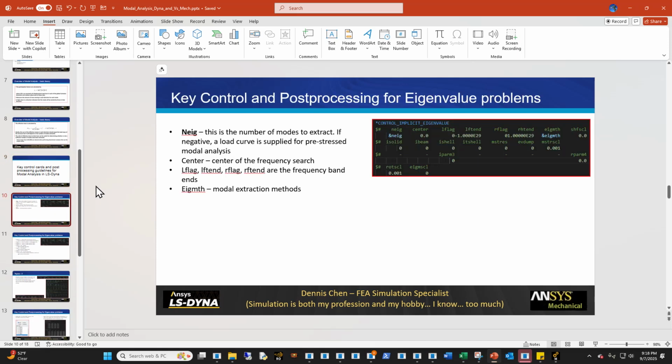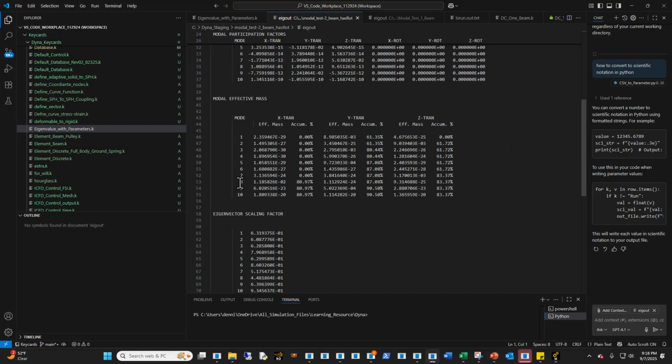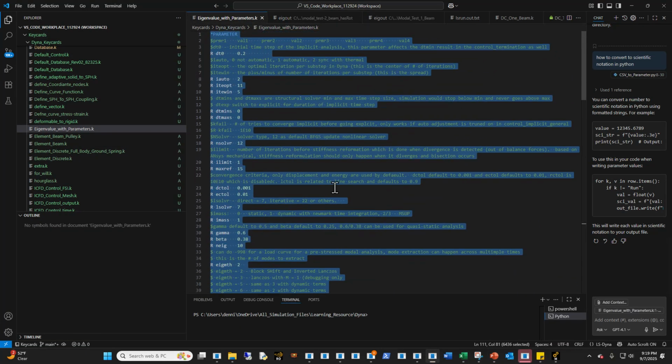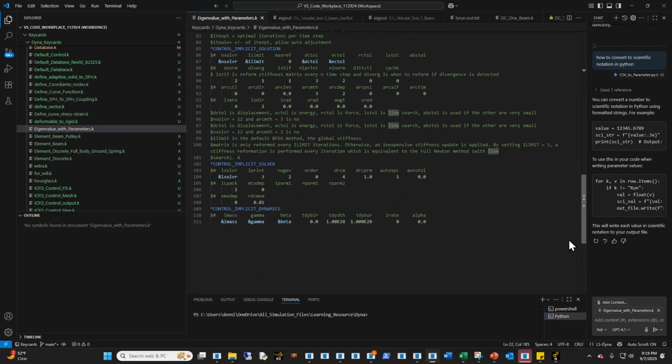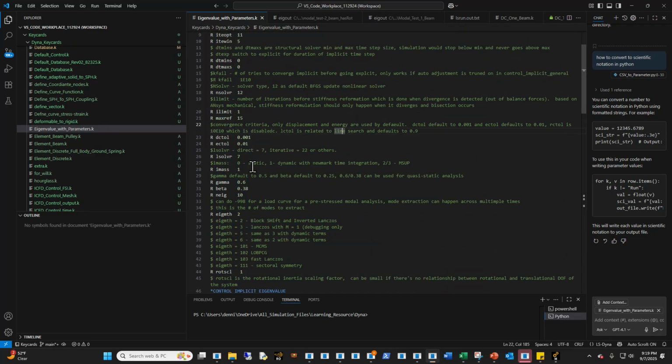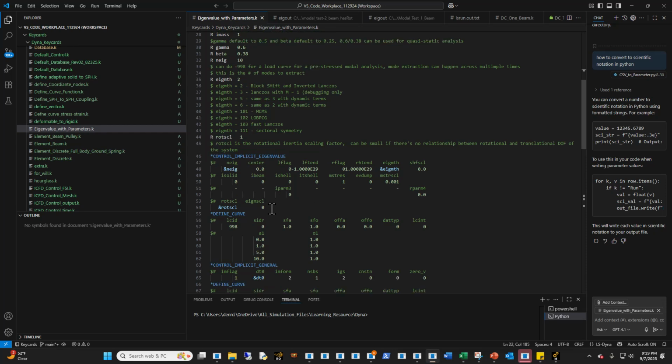How do you do a modal analysis inside Dyna? The way we do that is to use the control implicit eigenvalue keyword. What I've prepared here, as I can show you, if you've been following my videos, are very familiar keyword templates. This is my implicit keyword template, but what I also added here is my control implicit eigenvalue. This NEIG is the number of modes you extract, and this right here, the EIGMTH, is the method of your mode extraction.